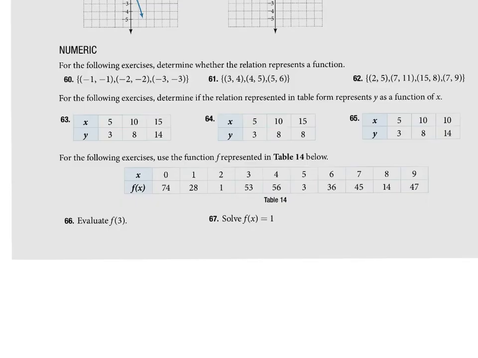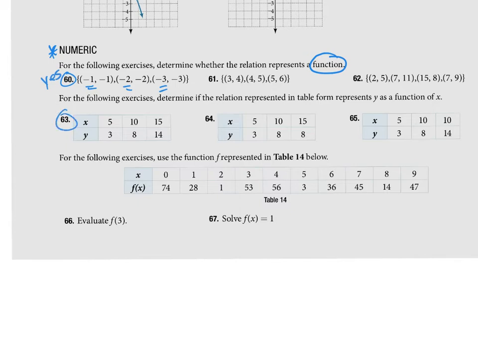As we move on through the exercises, we get to the numeric section, and we're going to be practicing some of the same concepts that we did earlier. For example, we're just trying to decide if these relations represent a function. In number 60, we look at the x-coordinates and make sure that they're not associated with 2 different y values. Negative 1, negative 2, and negative 3 are each associated with only one y value, so this is a function.